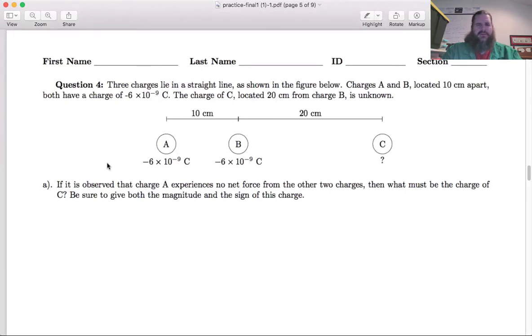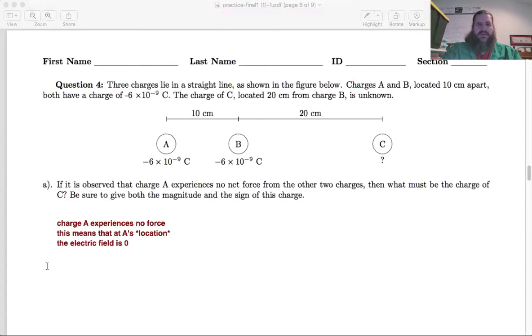Okay, with these three charges here, we specifically are told that charge A experiences no net force from the other two charges. And I think it's going to be useful to look at this in terms of electric field. If you know that A is experiencing no net force, what does that tell you about the electric field at this location? It's zero. Yeah. This means that at A's location, the electric field is zero.